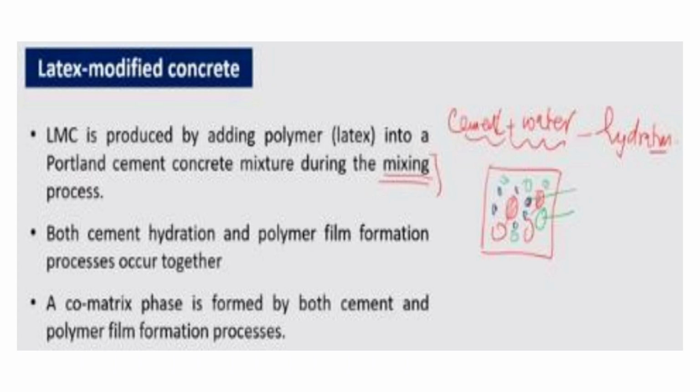Now let us go to the third type of polymer concrete, which is the latex modified concrete (LMC). LMC is produced by adding polymer latex into a Portland cement concrete mixture during the mixing process. Both cement hydration and polymer film formation processes occur together. A co-matrix phase is formed by both cement and polymer film formation processes, because both of them are present together.